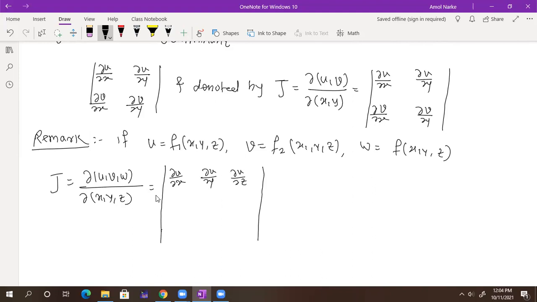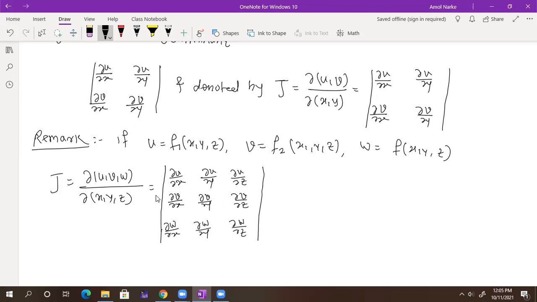What about the second row? Differentiate v with respect to x, v with respect to y, v with respect to z. And similarly for w: w with respect to x, w with respect to y, and w with respect to z. So this is the 3x3 Jacobian.